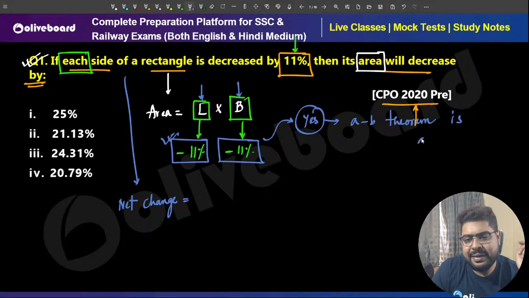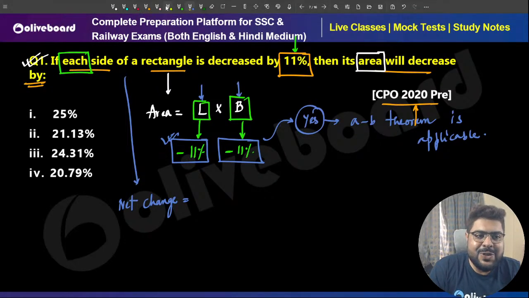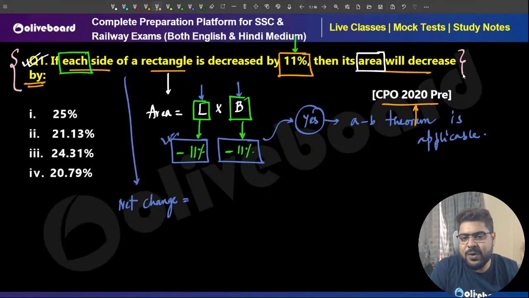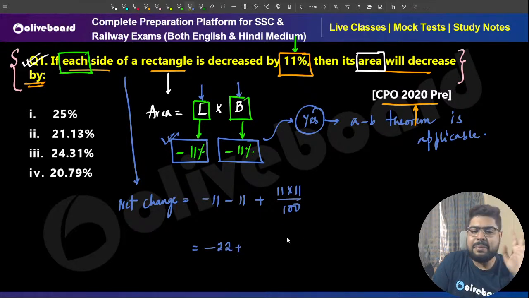Once we confirm AB theorem is applicable, this is no longer a mensuration question, because we don't even need the mensuration formula. This is a simple percentage question now. So net change will be minus 11 minus 11 plus 11 into 11 by 100. So this is minus 22 plus 1.21.